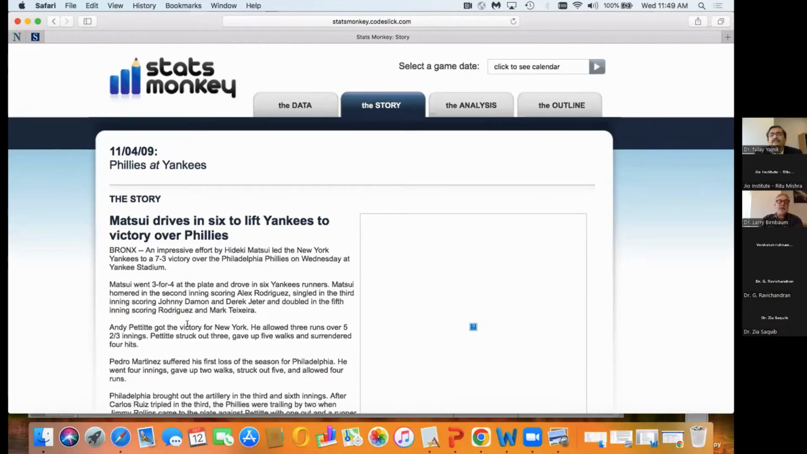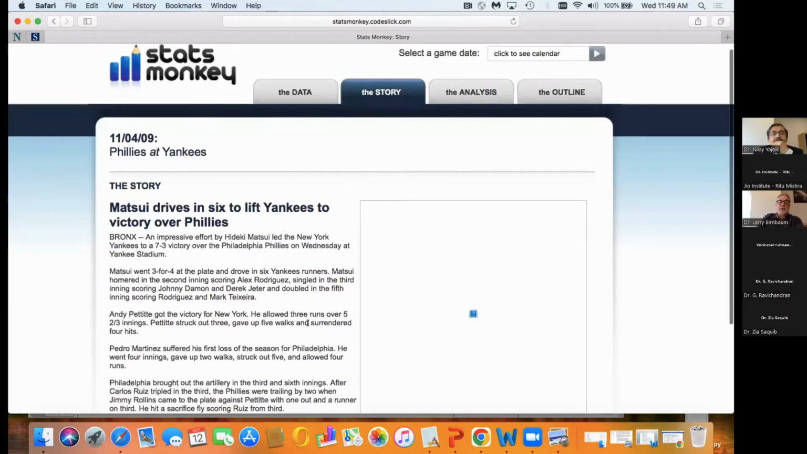Mitsui drives in 6 to lift Yankees to victory over Phillies. An impressive effort by Hideki Mitsui led the New York Yankees to a 7-3 victory over the Philadelphia Phillies on Wednesday at Yankee Stadium. Mitsui went 3-for-4 at the plate and drove in 6 Yankees runners. Mitsui homered in the second inning, scoring Alex Rodriguez, singled in the third inning, scoring Johnny Damon and Derek Jeter, and doubled in the fifth inning, scoring Rodriguez and Mark Teixeira. And I apologize, the system's a little bit broken right now.